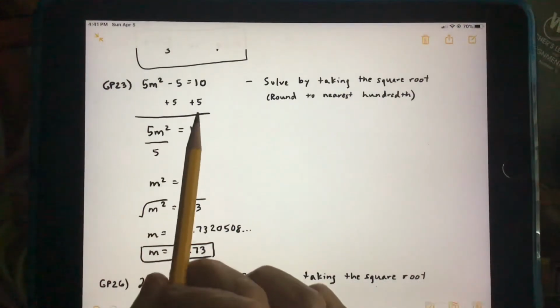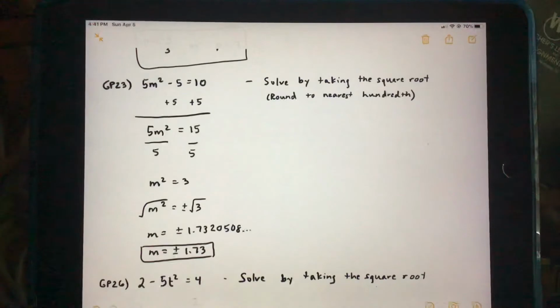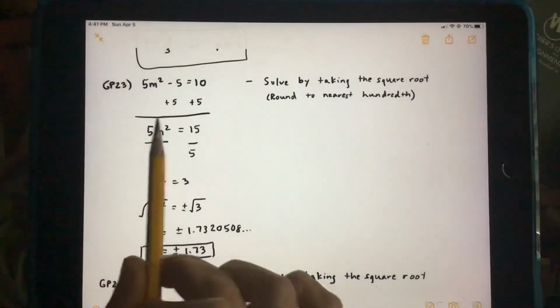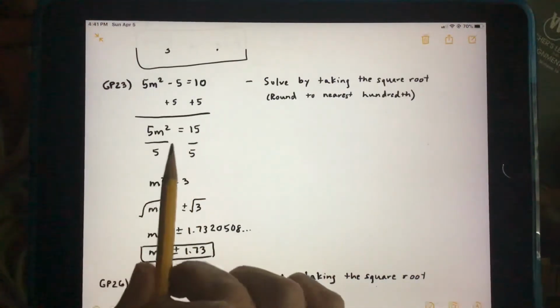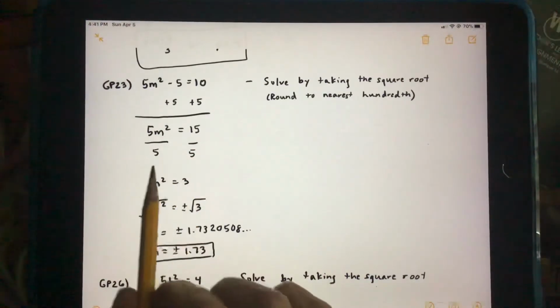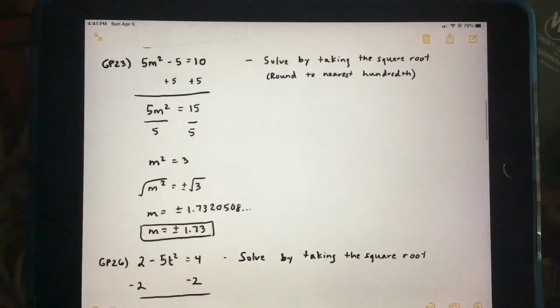Start by adding 5 to both sides. We're trying to get m squared by itself, so we can take the square root. That's why we're adding 5 to both sides. That gives us 5m squared is equal to 15. Divide both sides by 5, and that gives us m squared is equal to 3. Then take the square root of both sides.